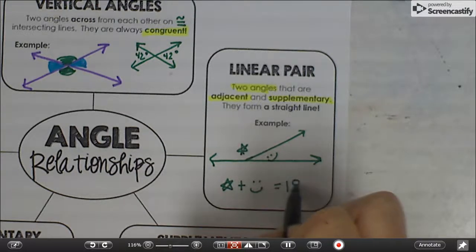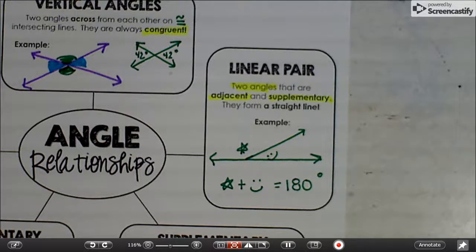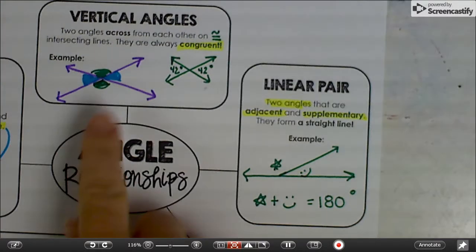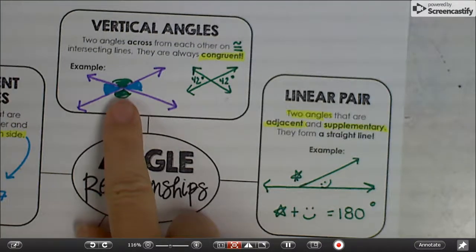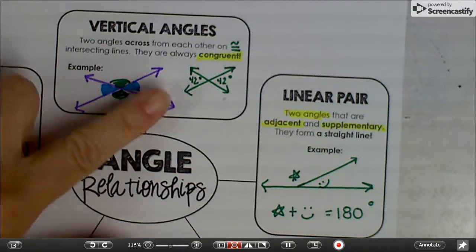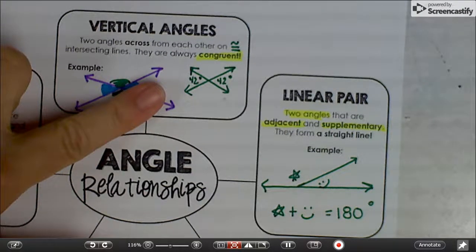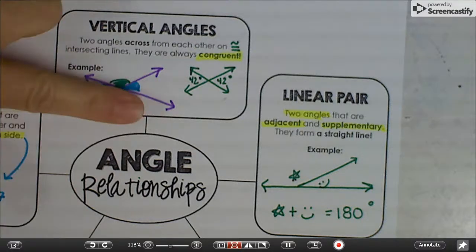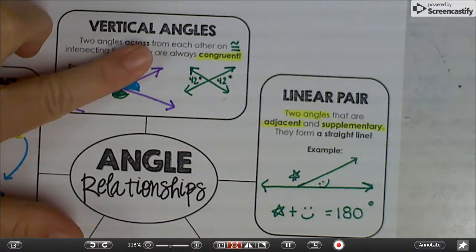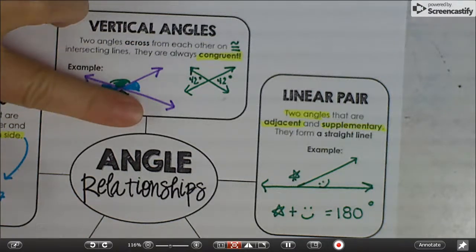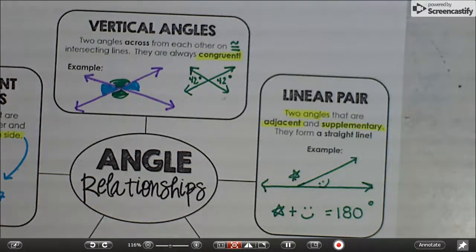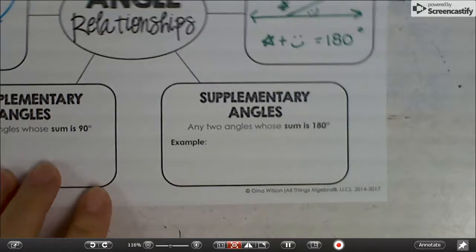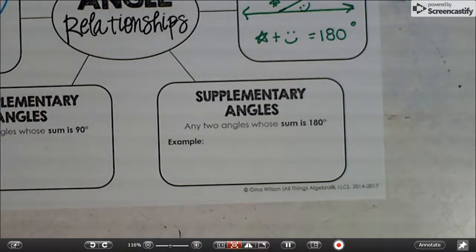and then write star plus smiley face equals 180 degrees. And if you look at this picture up here where we have vertical angles, we also actually have a linear pair. If we cover any two, these two angles would be a linear pair. Those two angles would be a linear pair. Those two angles would be a linear pair, and obviously so would those two angles.